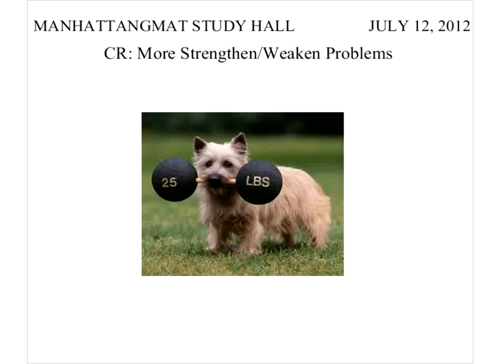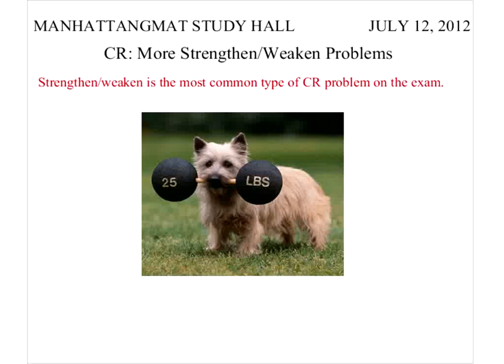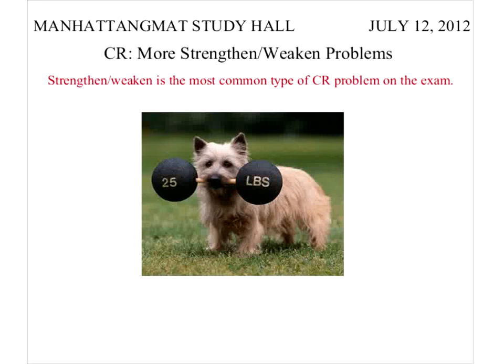It is, in fact, the most common type of critical reasoning problem. So strengthen, weaken is the most common type of critical reasoning problem on the exam. In fact, it accounts for something like half of the critical reasoning section, meaning it's about as important as all the other question types put together. So it's very important that you have a solid foundation in this question type.